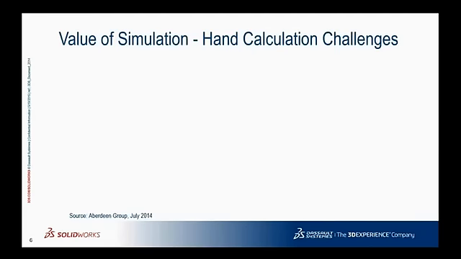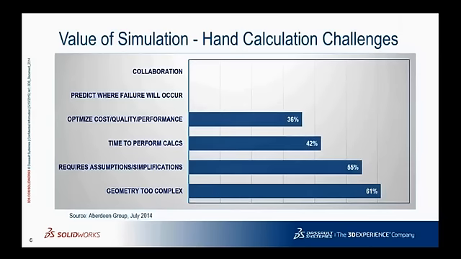A group called Aberdeen did a survey last year. They do quite a lot of surveys, and they interviewed a variety of designers and engineers and polled them on different things. One of the questions they asked was about what challenges they faced in using hand calculations for performing their design work. A lot of people replied that, more recently, geometry is becoming complex, so it's harder to make assumptions yet come up with a hand calculation that's going to be relevant. Also, that there's a time factor associated with doing those hand calculations.